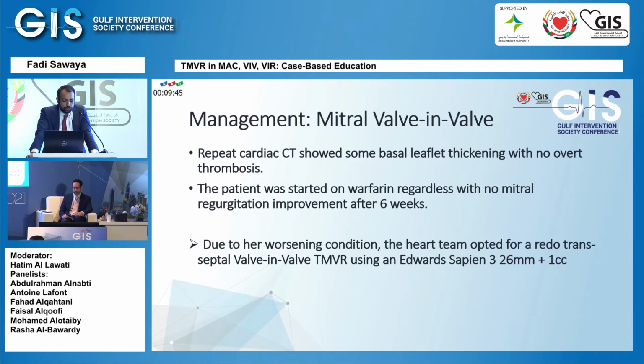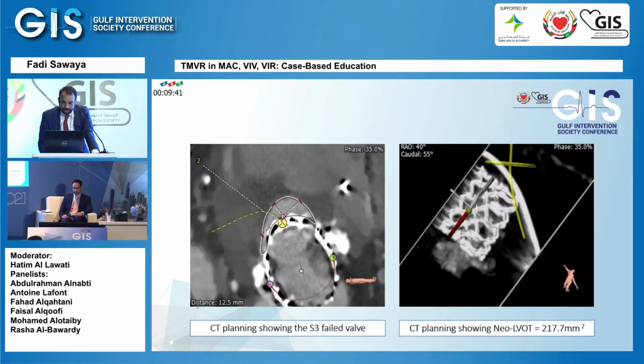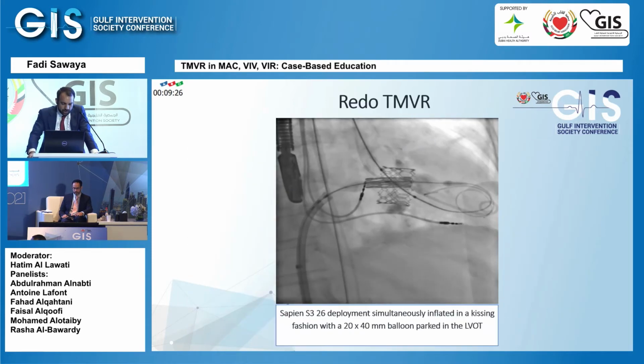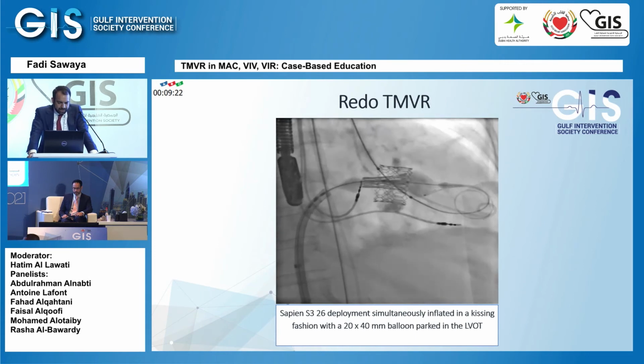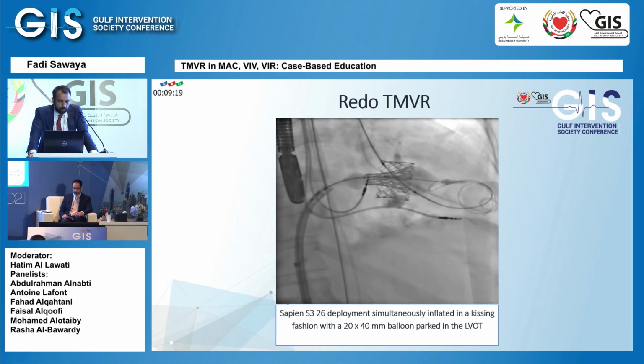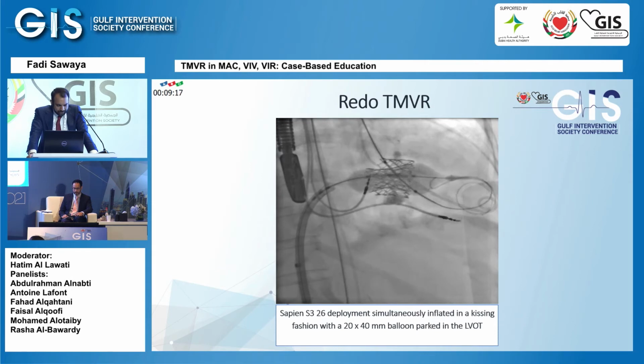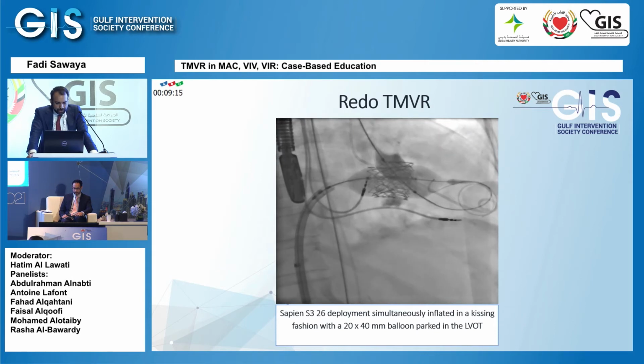So we opted for a redo transseptal valve-in-valve with a 26 Sapien. We recalculated the neo LVOT this time. Now we have a new valve, so we do the skirt neo LVOT, and the LVOT was 217. So hopefully this time there was not going to be LVOT obstruction. We did the same maneuver, transseptal, dilating the septum, pacing from the LV wire, very slow deployment. We wanted to make sure that we don't dive too deep.